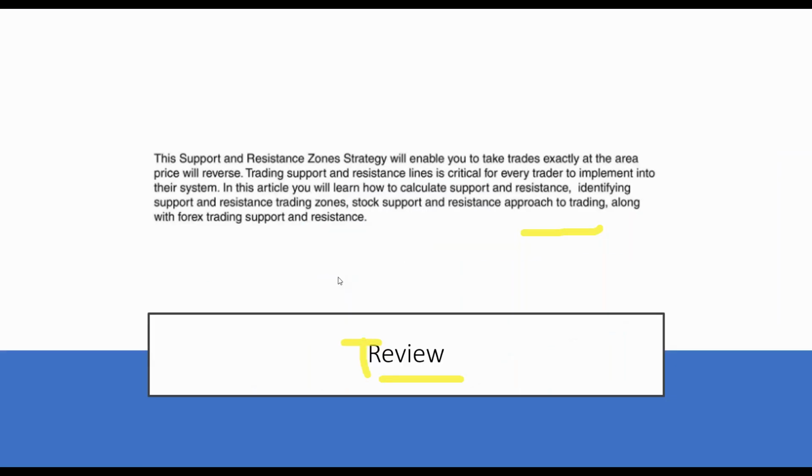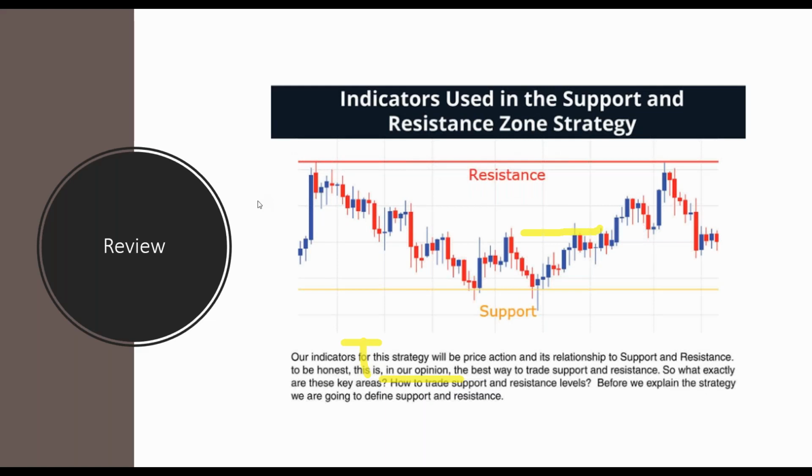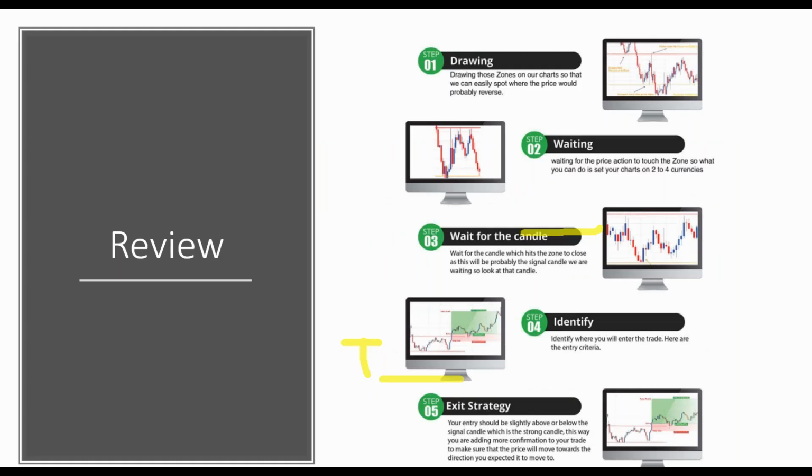So let's review real quickly. The support and resistance strategy will enable you to trade exactly at the area where price will reverse. Trading support and resistance level lines is critical for every trader to implement into their system. Our indicator for the strategy will be the price action and its relationship to the support and resistance or price level zones. So 1, draw them on our chart. 2 is waiting. 3 is wait for the candle. 4 is identify that candle. And 5 is your exit strategy.